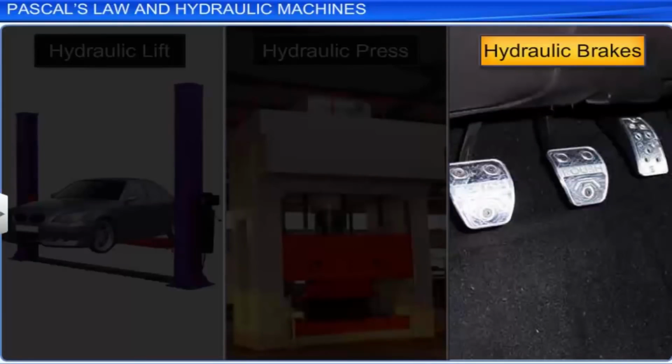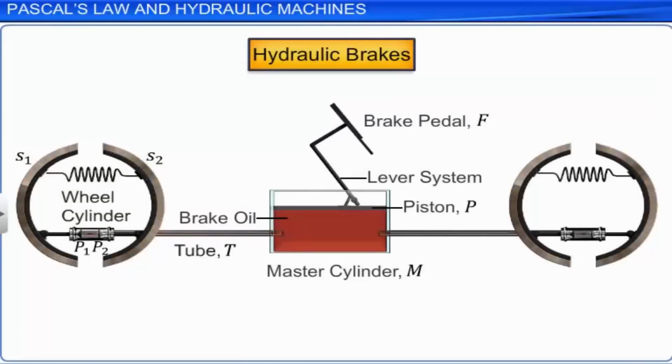Another device that conforms to Pascal's law is a hydraulic brake used in automotives. A hydraulic brake consists of a master cylinder M, filled with brake oil and provided with an airtight frictionless piston P. Through a lever system, the piston is connected to the brake pedal F. Through a tube T, the master cylinder is connected to a wheel cylinder C, consisting of two pistons P1 and P2, which are connected to brake shoes S1 and S2. The same system is connected to the other wheels of a vehicle.